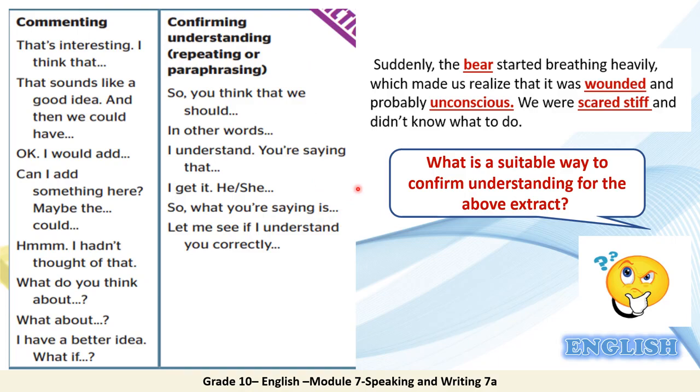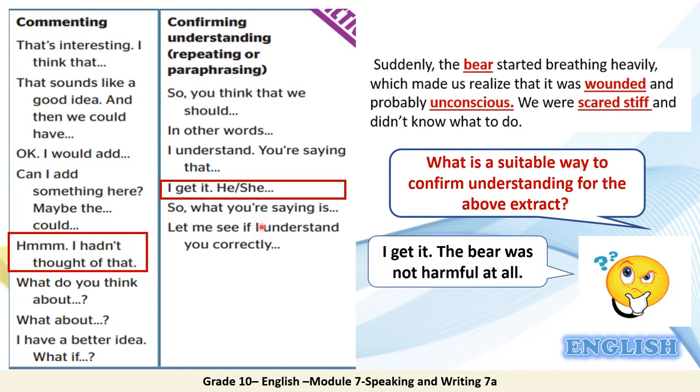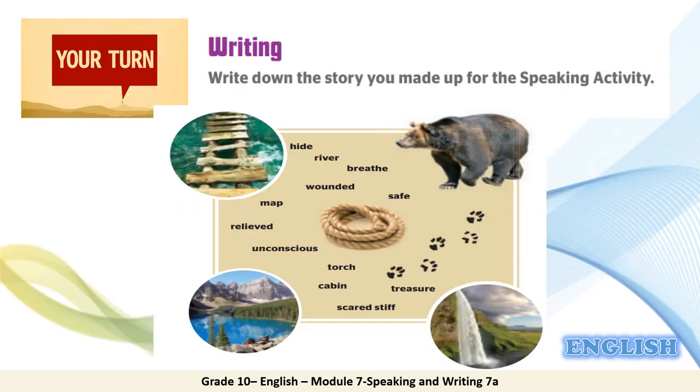Let's check the examples. We may say, for example, I hadn't thought of that. Or, I get it. He or she were not afraid, for example. So here, for example, I get it. The bear was not harmful at all. This is an example. Now it's your turn.